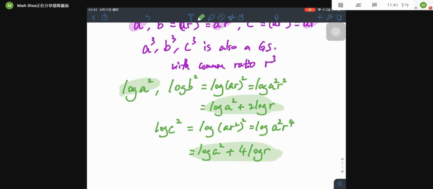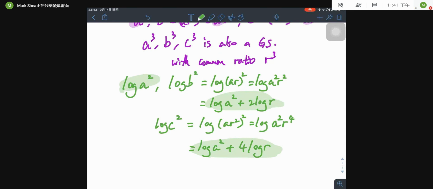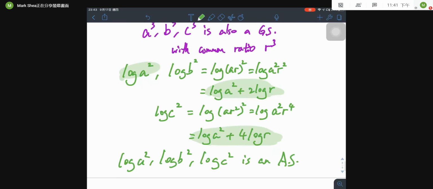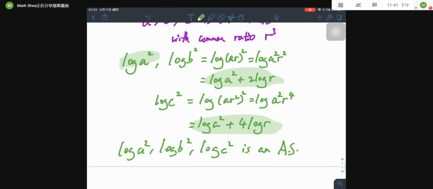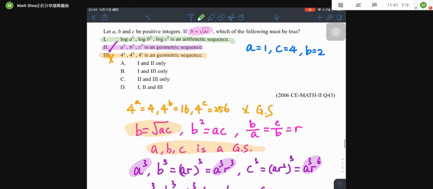So it means that log A squared, log B squared, and log C squared is an AS with the common difference equal to 2 log R. So option 1 is correct. So this is why the answer is A.